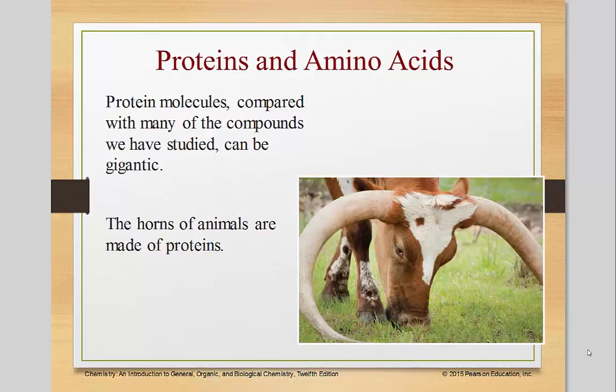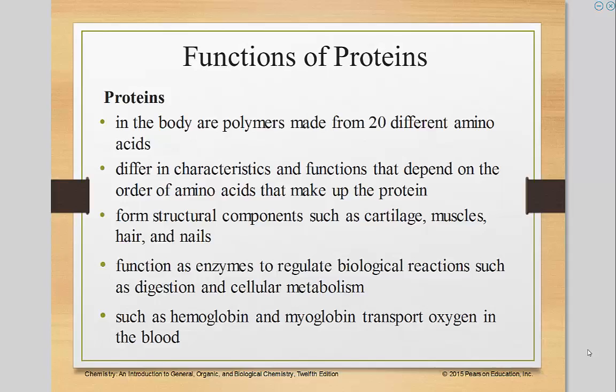This tutorial will discuss proteins and amino acids. Protein molecules, compared with the many other compounds we've studied, are gigantic. Proteins in a body are polymers made of 20 different amino acids. They differ in characteristics and functions that depend on the order of amino acids that make up the protein.